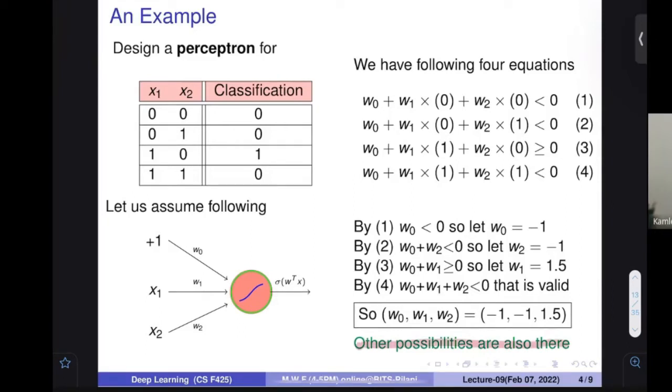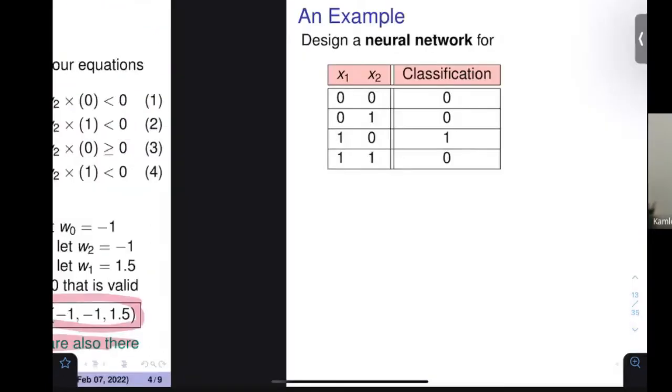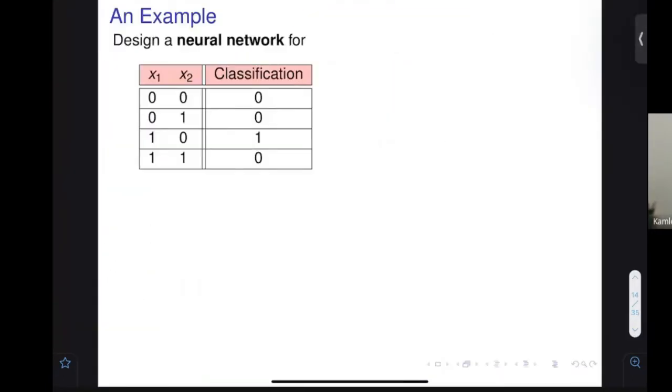Definitely other possibilities are also there. Instead of 1, you multiply with any kind of number over here. So the different solutions are there. You can generate multiple solutions out of that.